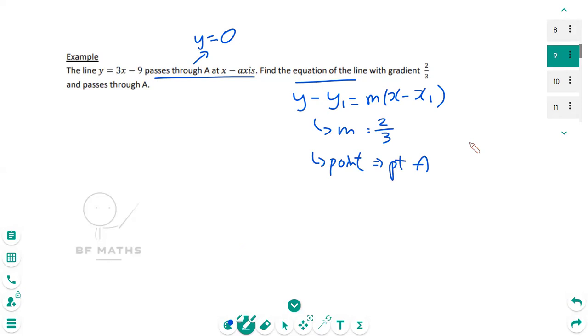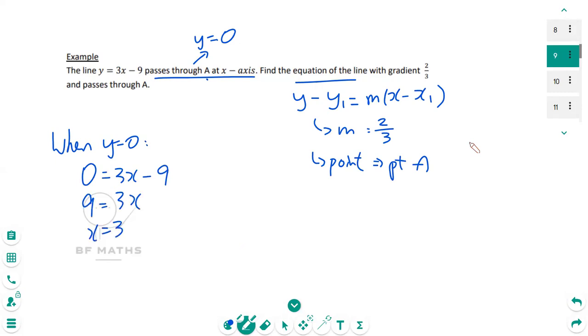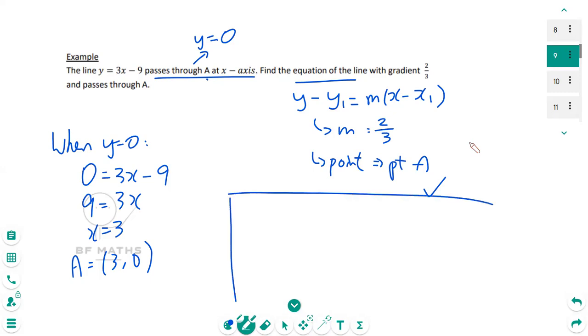We know what's so special about A: it's where y equals 0. So when y equals 0, then 0 equals 3x minus 9. So 9 equals 3x, x equals 3. So A equals (3, 0). Therefore, we now have a point and we have the gradient. Time to use our favorite formula.